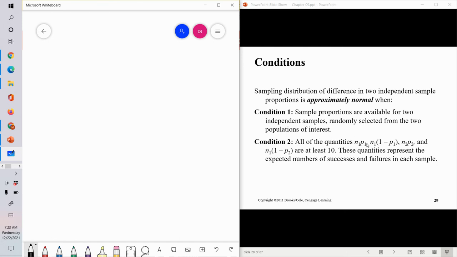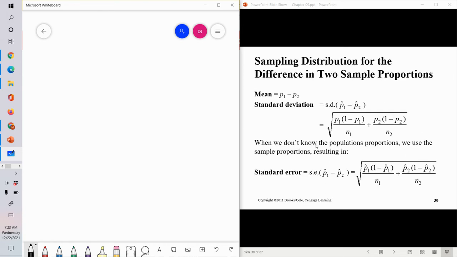np and nq for both variables must be at least 10. So make sure that the product of those is at least 10. And here are the formulas. The only thing that changes is notice that the standard error is no longer the square root of p hat q hat over n. It's the square root of p hat 1 q hat 1 over n1 plus p hat 2 q hat 2 over n2. So just a little bit of extra work to do.